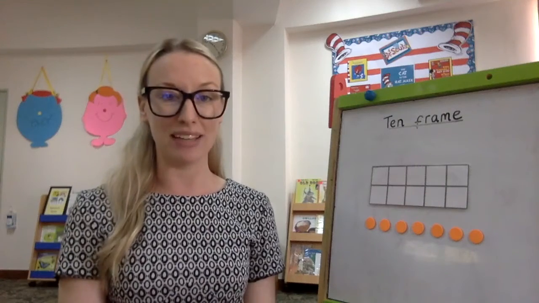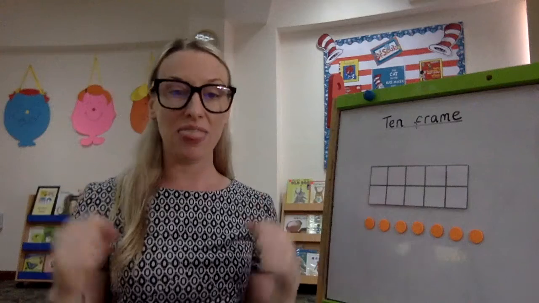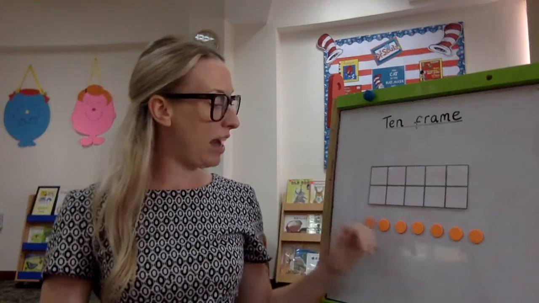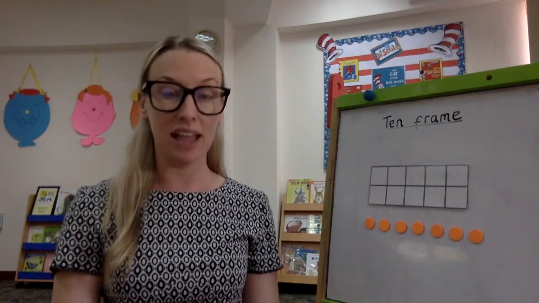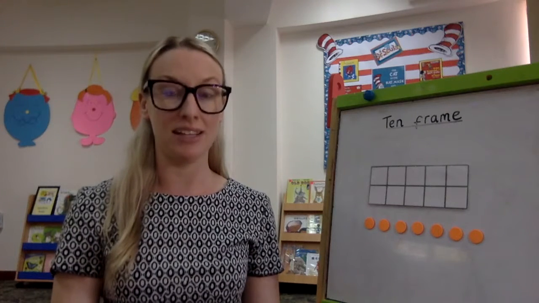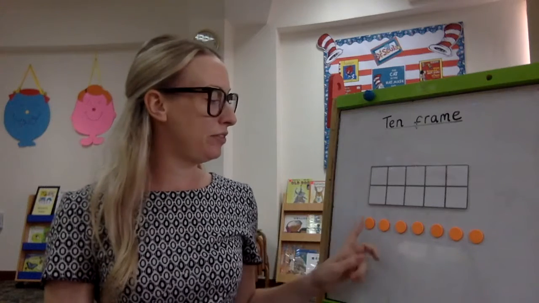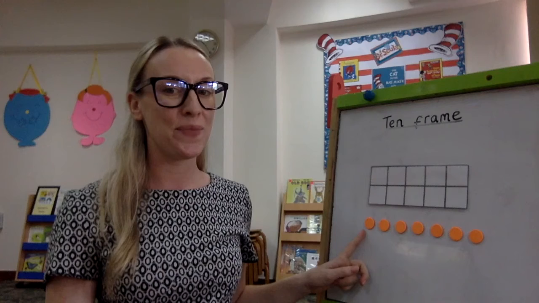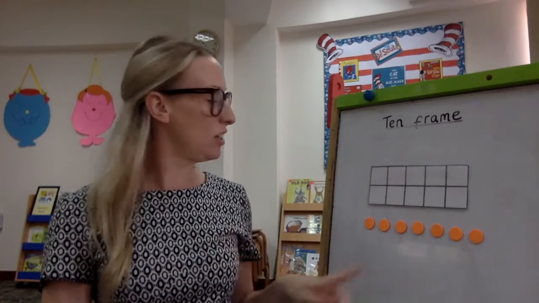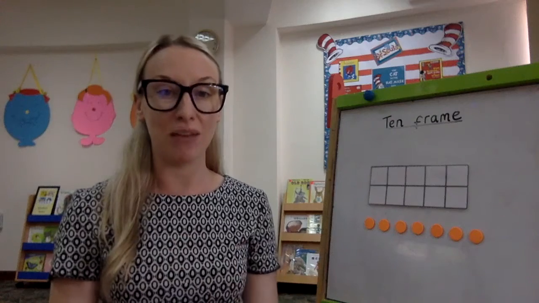10 squares. So why do we use 10 frames? They help us to arrange things like these counters in different ways, which helps us to subitize and also to add and count. So how many counters do you estimate I have here? Let's see if you're right. 1, 2, 3, 4, 5, 6, 7 counters.